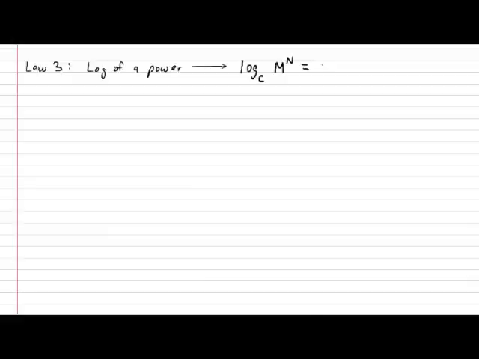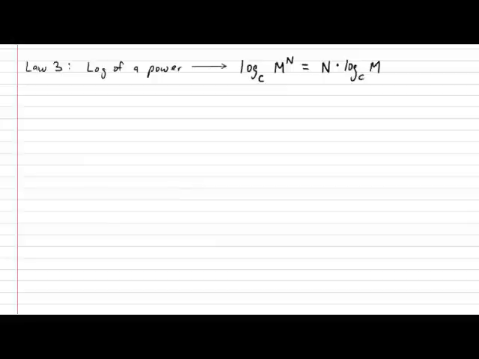This third law deals with logs of a power. And this, believe it or not, is perhaps one of the most powerful laws of logs. This law states that if you had a log in base c of a power, let's say we have m exponent n, then this is equivalent to if you were to take the exponent n and bring it down to the numerator position, multiplied by log in base c of just the m by itself.